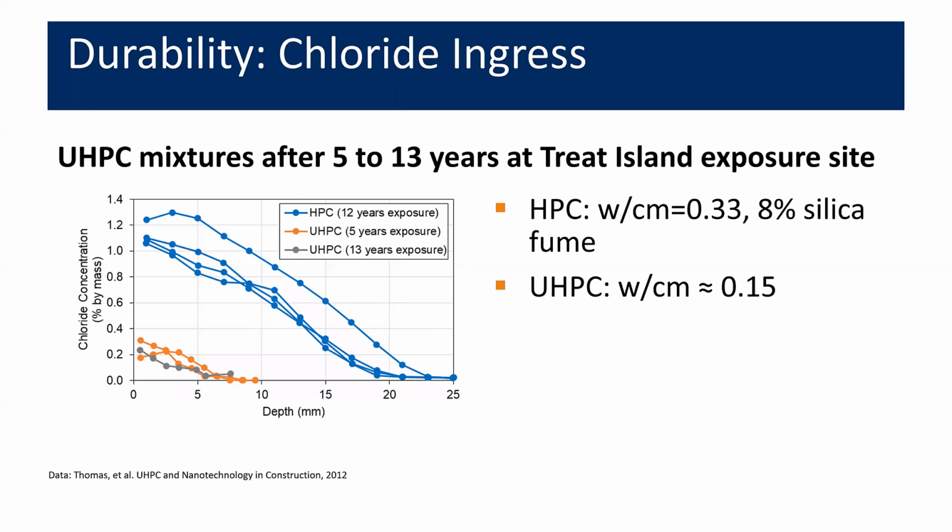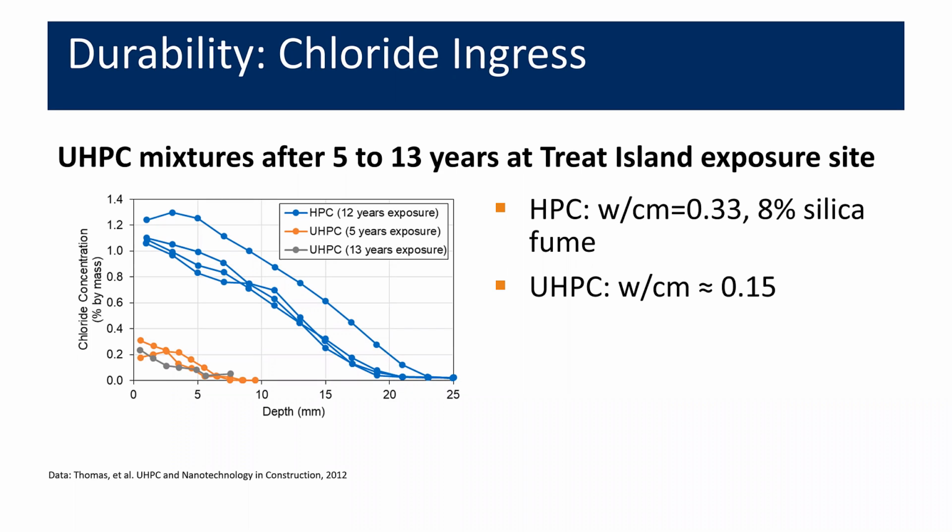The other property that was evaluated in these UHPC mixtures at that Treat Island site was chloride ingress. Chlorides, as most folks are familiar with, I'm sure, are one of the main causes of corrosion of concrete. And so the more resistant to chloride ingress the concrete is, the more durability that can be achieved. So what's shown here in this figure are chloride profiles of a high performance concrete. Those are the blue lines. And compared against the chloride profile, that is the amount of chloride penetrating through the depth of the concrete, for UHPCs. That's the orange and gray line.